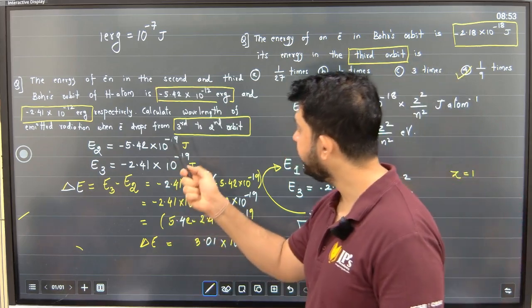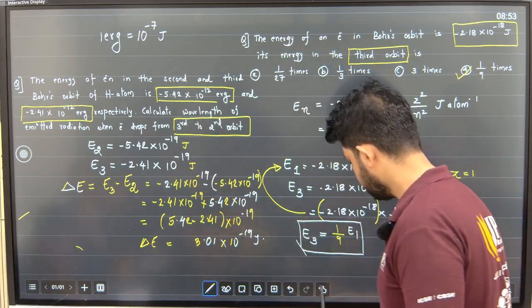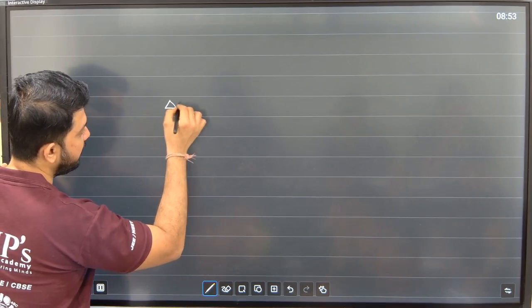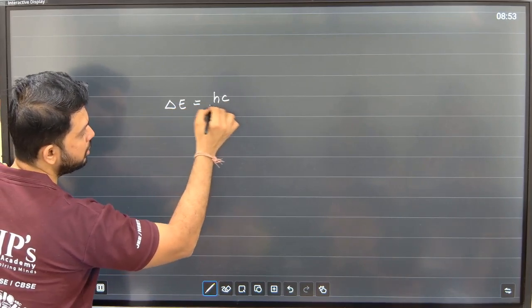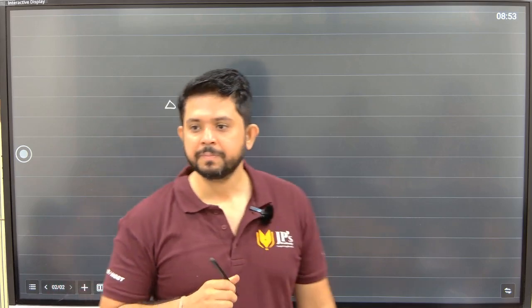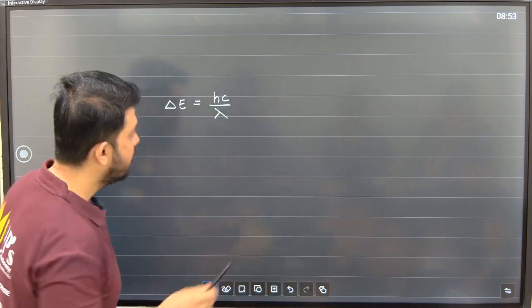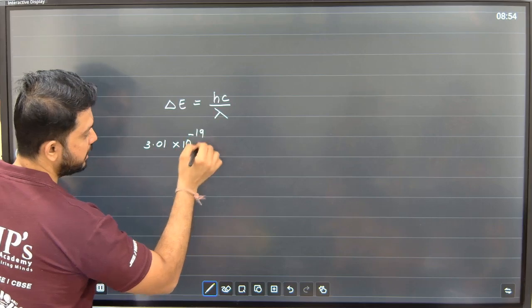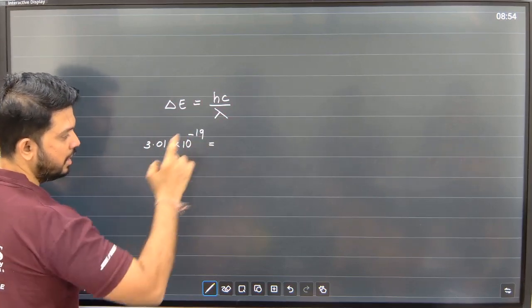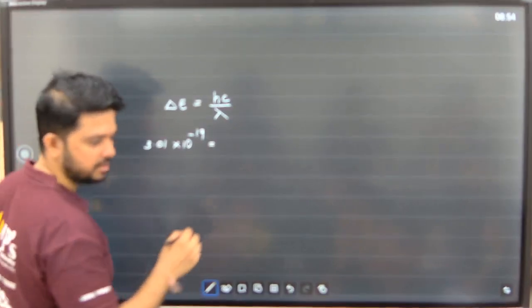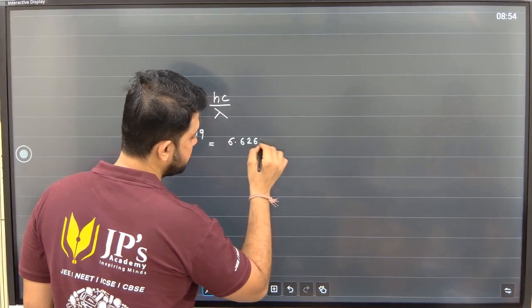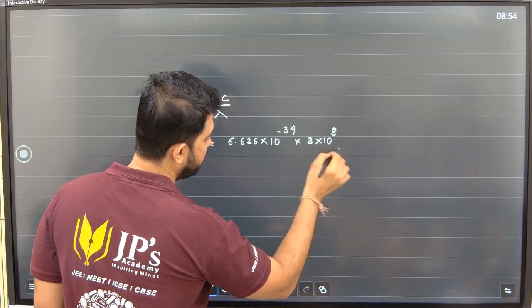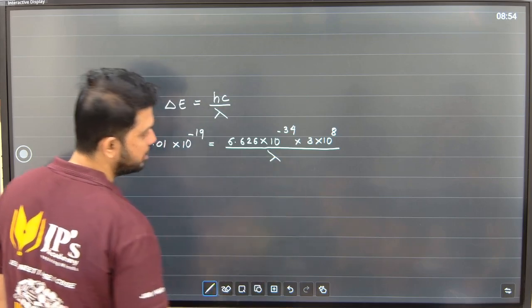But what we have to find is the wavelength generated. So what is the formula for the energy of a photon? It is hc over lambda. How much did we get for delta E? 3.01 into 10 raised to minus 19. H and C: how much is H? 6.626 into 10 raised to minus 34, and how much is C? Over lambda, which is what we have to find.